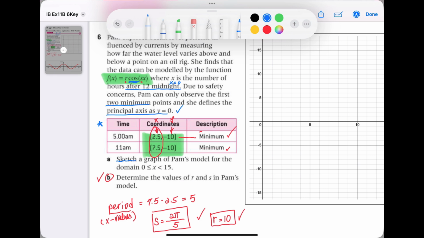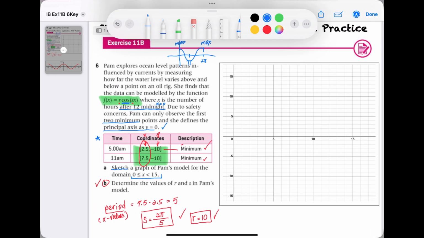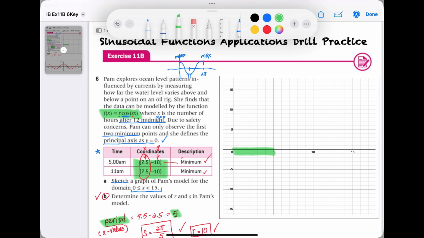Part a tells us we want to sketch this graph using the information from the data, and the domain is from 0 to 15. Very good. So when you take a look at my picture, you kind of get that. Now remember, period, it's a good thing. That tells us how long it takes me to complete one complete cycle. So that tells me from 0 to 5, I will complete my cycle.